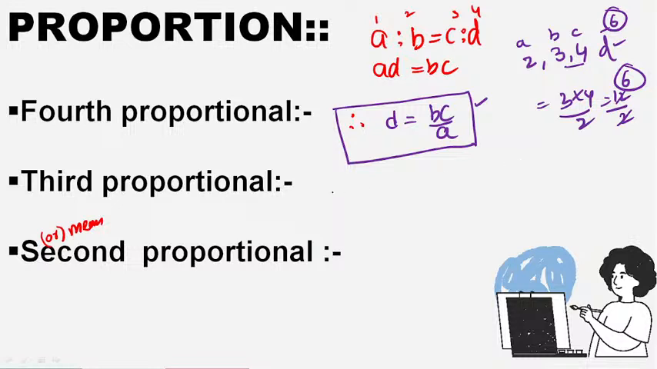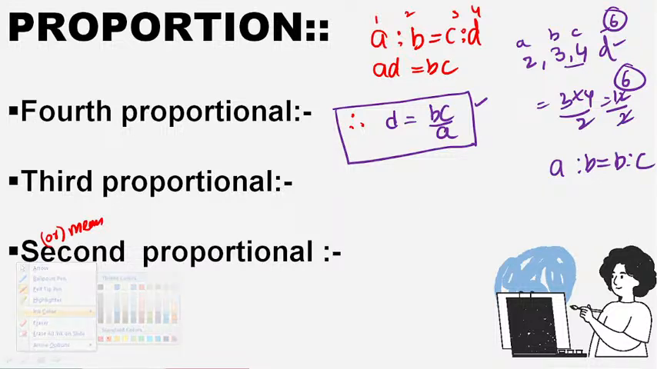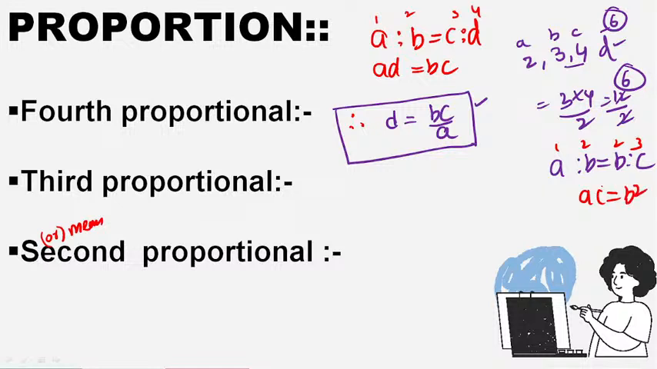And coming to the third proportion. A is to B is equal to B is to C. And we don't need D here. Only the third proportion. So 1, 2, 2, 3. What is the proportion formation? AD is equal to BC. And AC is equal to B square. We have to find out only the C value. C is equal to B square by A. So that is the third proportion formula, guys.